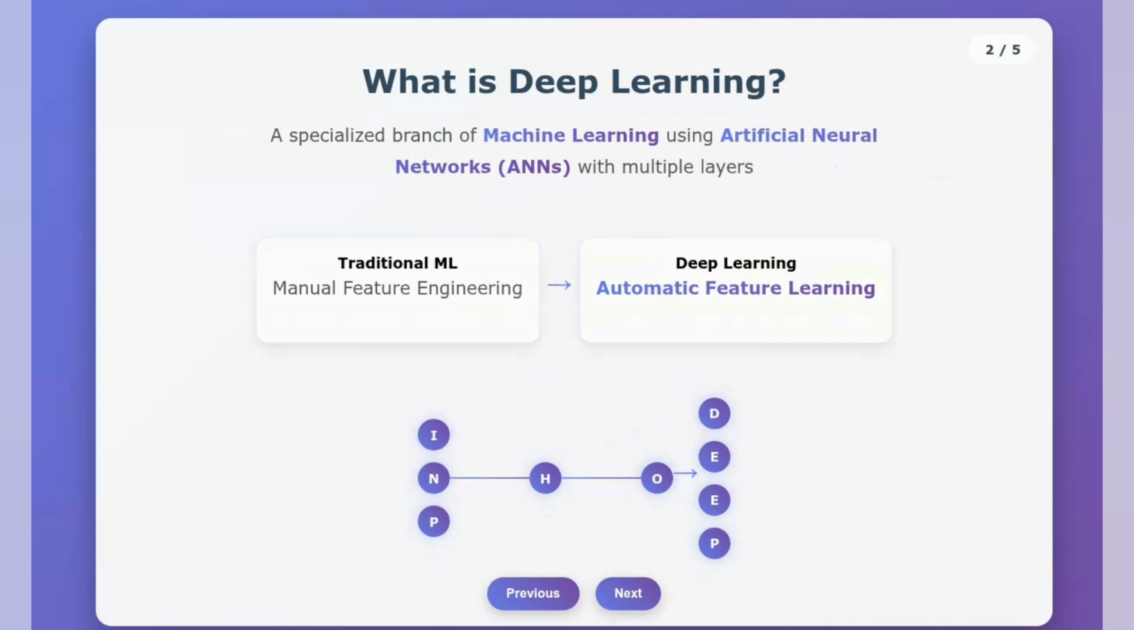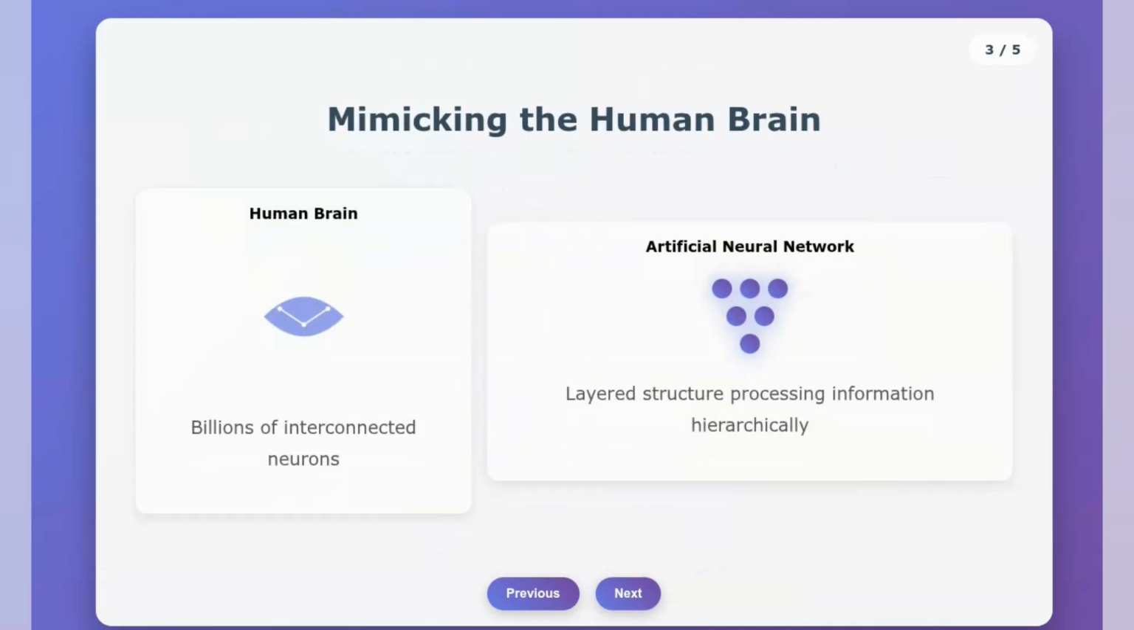Unlike traditional ML algorithms that often require manual feature engineering, deep learning models automatically learn intricate patterns and representations directly from raw data, whether it's images, text, or audio. Think of it as mimicking the human brain's structure. Our brains have billions of interconnected neurons, organized in layers, processing information hierarchically.